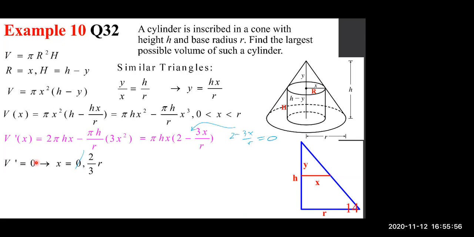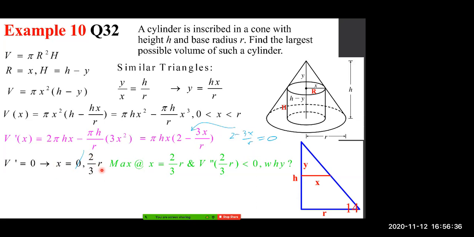V double prime, this is the second derivative test. If you think the first derivative test is easier, you can do that. It's easy to do. If you differentiate this, you get 2 pi h. If you differentiate the other term, you get minus pi h over r times 6x. And if you plug in, it becomes negative. I'm going to leave it for you. So find V double prime and plug it in, and you'll see that the maximum occurs when we choose x to be 2/3 r.